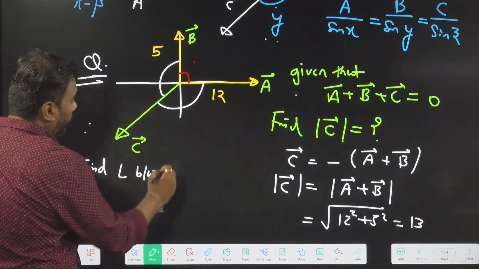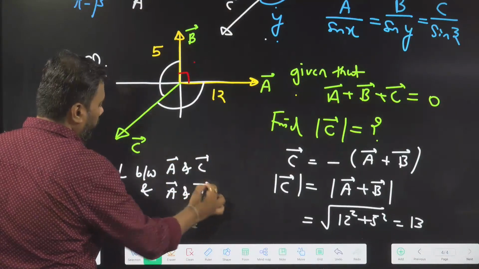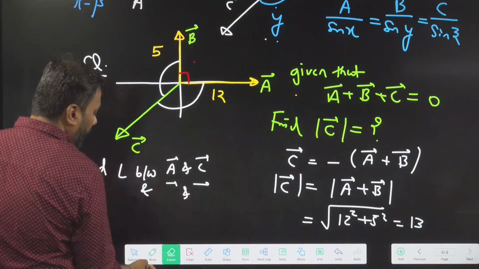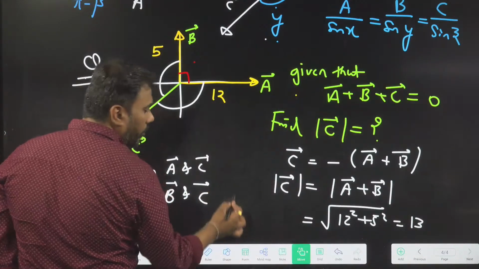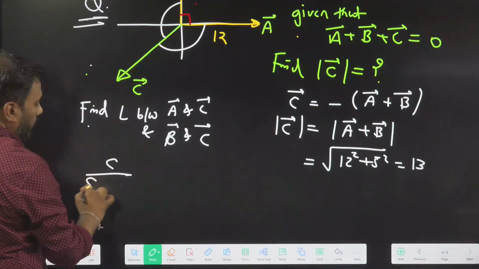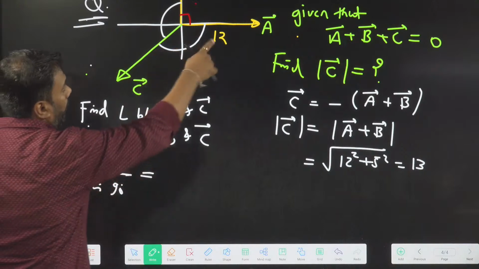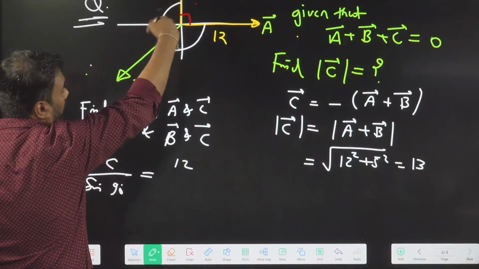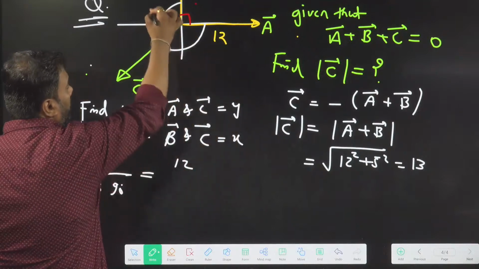Find the angle between A and C, and B and C. Now find the angle between vector C and the other vectors. For this we can use Lami's theorem. Length of C vector upon sine of the opposite angle, which is sine of 90, must be equal to the length of A vector upon sine of this angle. The length of A vector is 12, and the angle between B and C, let us call this x, and this is y.